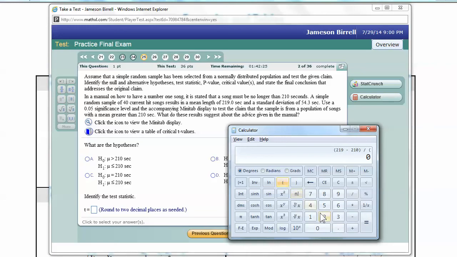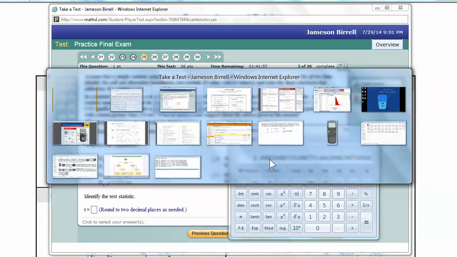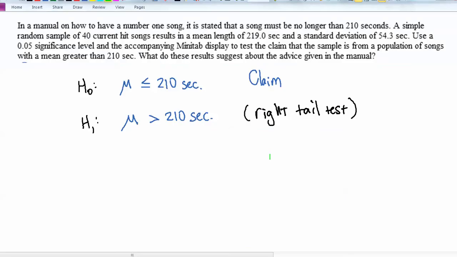then divided by, I'll use parentheses to make sure that it follows the order of operations. 54.3 is s divided by the square root of n, and that's not the degrees of freedom, that's n, so I'm going to use all 40. Maybe hit square root, close those parentheses, and hit equals. So I've got 1.048. So my test statistic is 1.048.